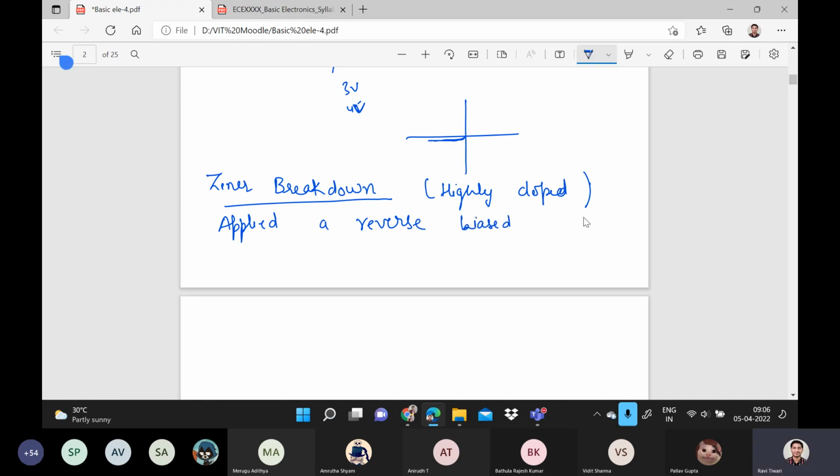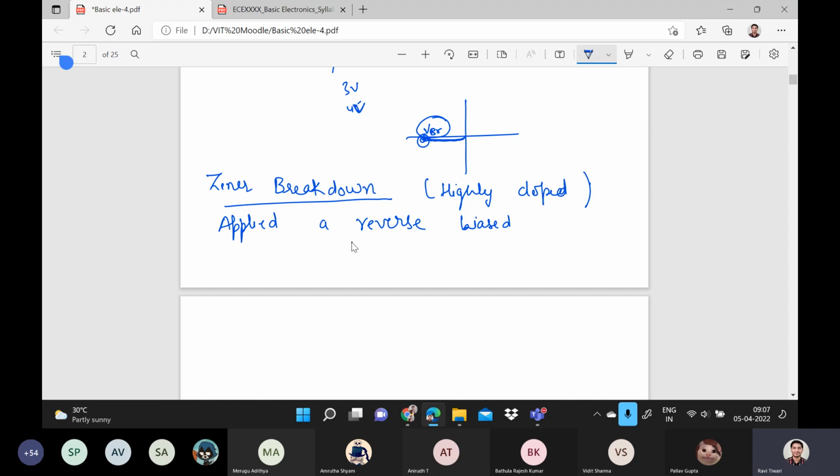So what will happen to the electron after a certain breakdown voltage? I'm not talking about the initial stage. After this VBR, this is called the breakdown voltage. At this point, this is actually at some threshold. If you are increasing the reverse bias voltage after the breakdown voltage, what will happen? The electron will gain high kinetic energy and it will break the covalent bond.